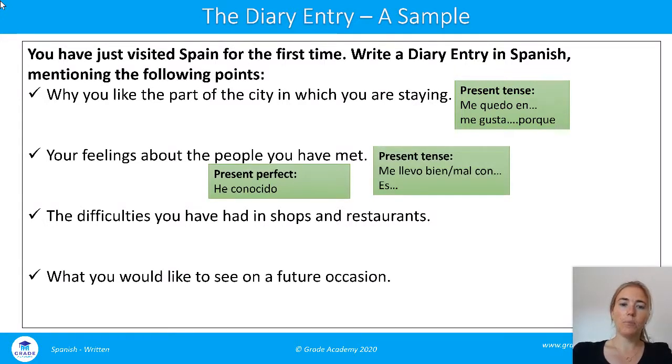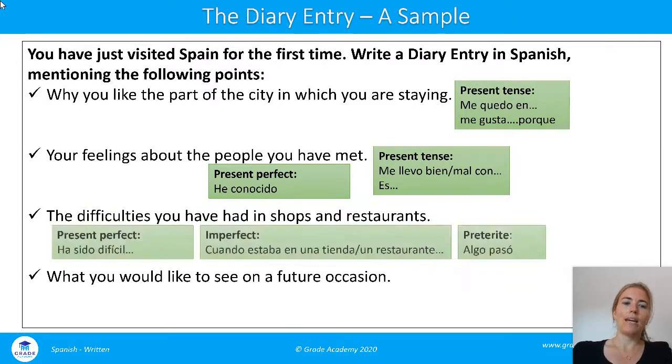In the next one, we need the present perfect, he conocido, because you're still there. You could get away with using conocí, but it's a nice opportunity to use the present perfect here. And me llevo bien or mal, con whoever is present tense. And when you're describing them, use es. Or if you're describing their hair and their eyes, try to use tener, tiene. Any difficulties? So again, this is wide open. You can write whatever you want about what particular difficulties you might have had, but try to use the present perfect here. Ha sido difícil. It has been difficult because you're still there.